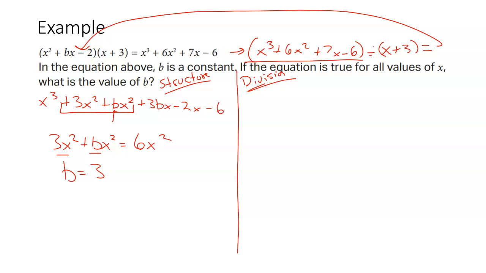What's my coefficient for x squared? What's my coefficient for x? And then what's my constant? Negative 6. Okay, stripping all that out.